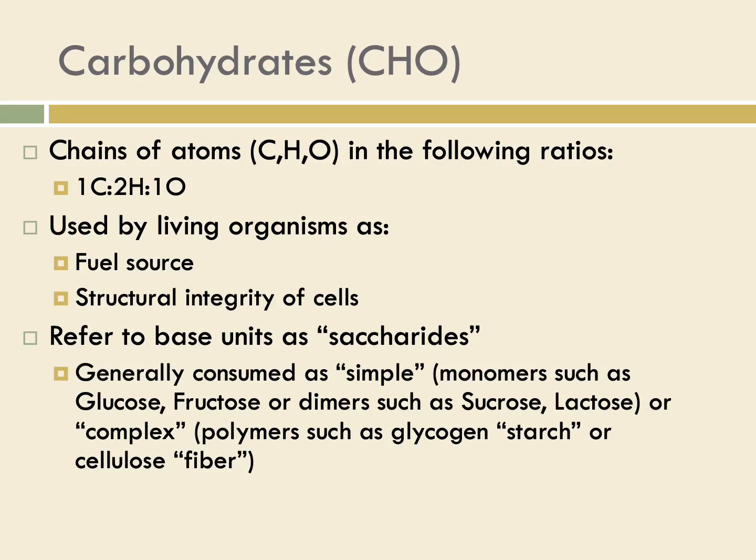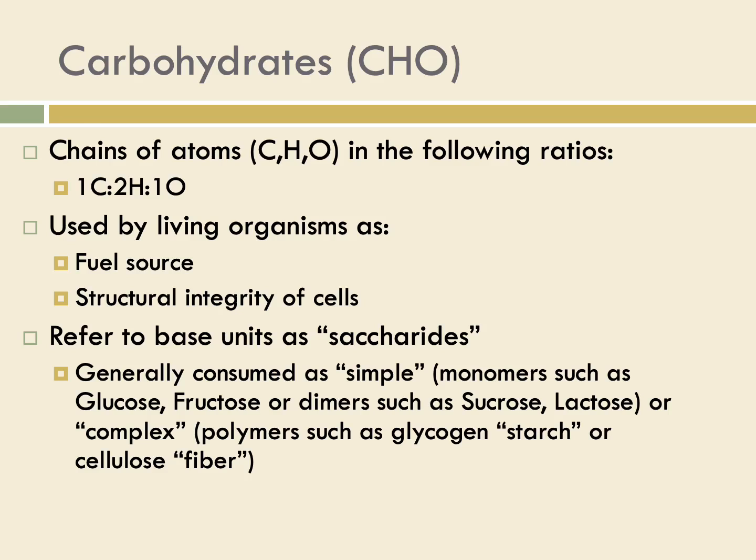So the first one we're going to look at here is carbohydrates. Carbohydrates is a simple chain of carbons, hydrogen, and oxygens. The ratio is typically 1 carbon to 2 hydrogens to 1 oxygen. However, this reference ratio will vary based off of the actual carbohydrate that we're looking at. It's used for a fuel source. It's used for structural integrity within the cells. It's used as building blocks for other macromolecules that we need.